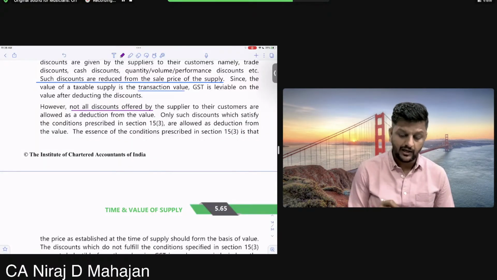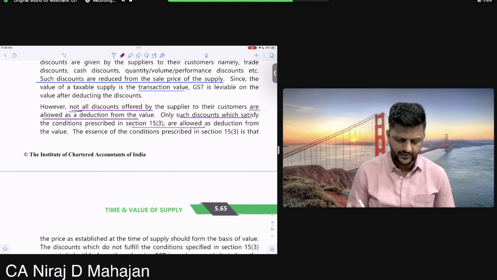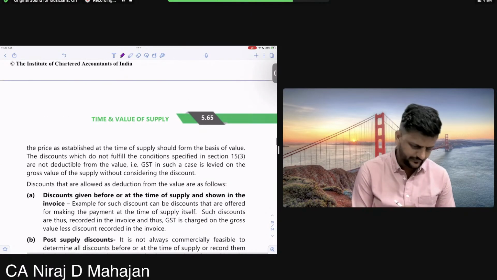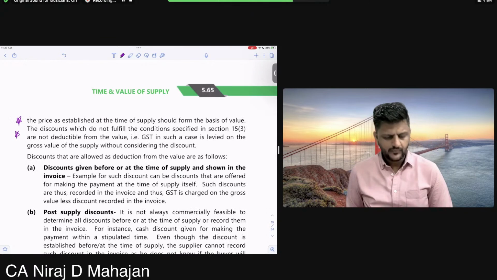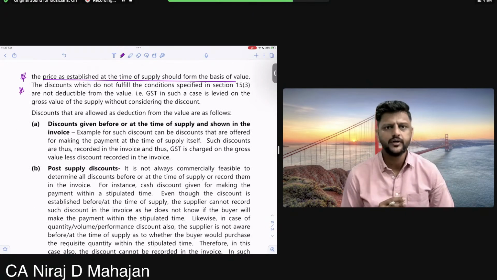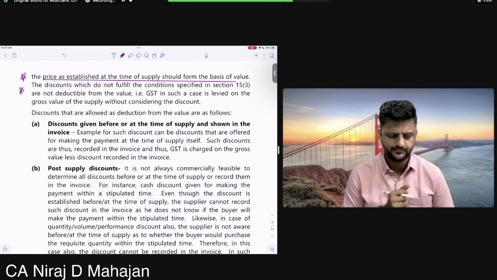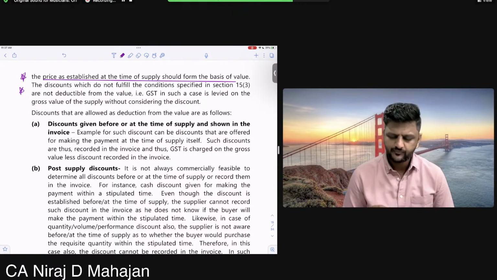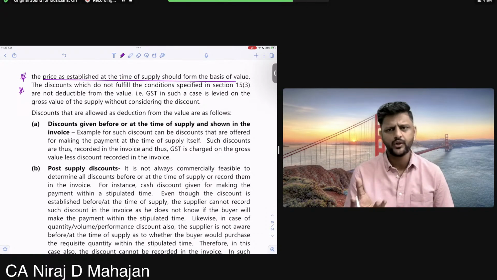Discounts given by the supplier to the customers are allowed as deduction, important. Not all, only such discounts which satisfy the condition of section 15(3) are allowed as deduction. The essence of the condition is that the price as established at the time of supply should form the basis of value. Price is decided beforehand. The discounts which do not fulfill the conditions are not deductible. That is, GST in such a case is levied on the gross value of supply without considering the discount.